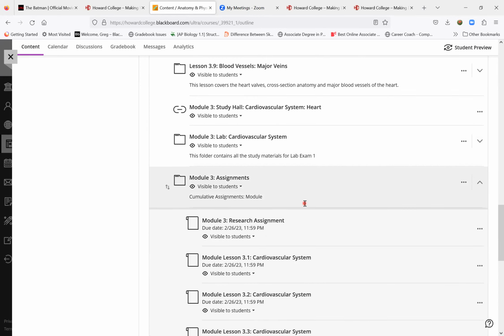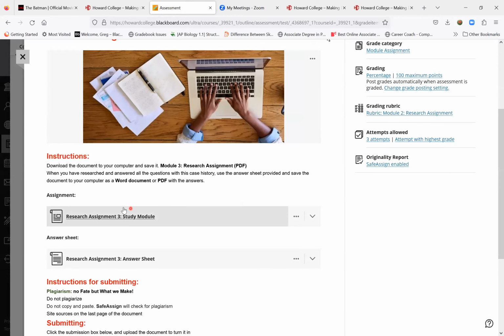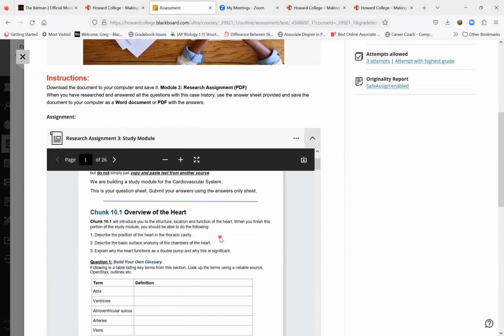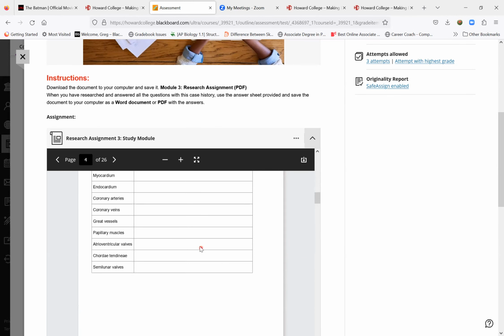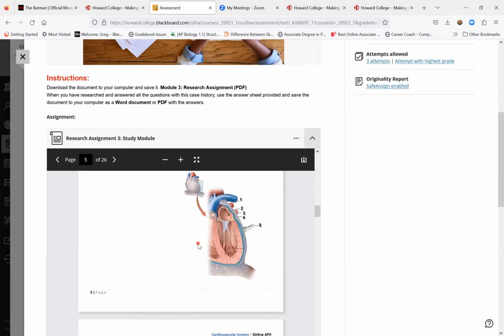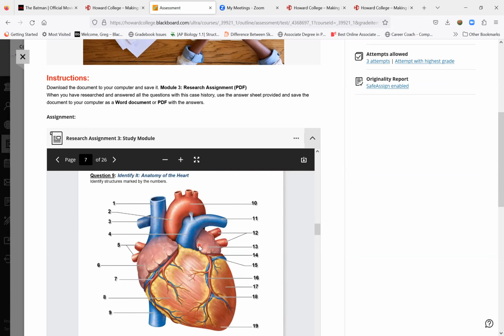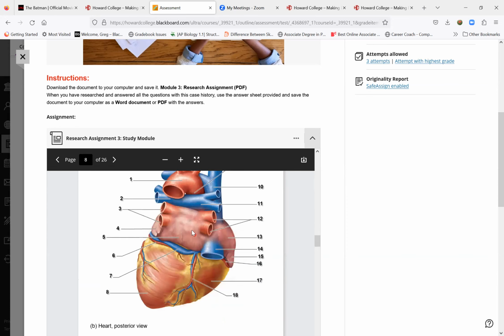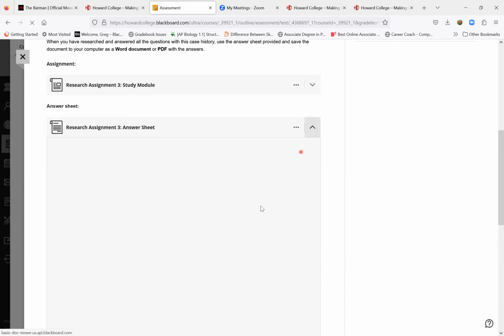And as far as assignments go, this is a study module for the research assignment. So what does that mean? And this is something that can benefit you later. So here it is, a little bit of instruction, but you're going to go through and label and write little definitions for all these terms. It's pretty self-explanatory. This is not an answer an essay question. This is, like it says here, identify it. Okay. And you are going to use the answer sheets for this.